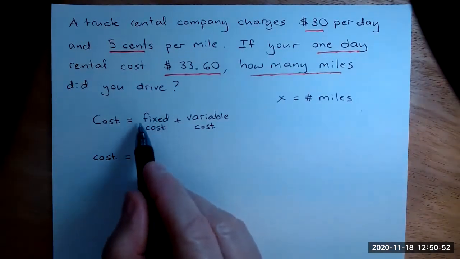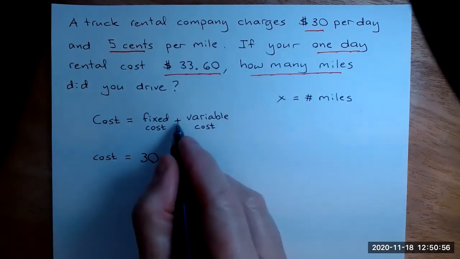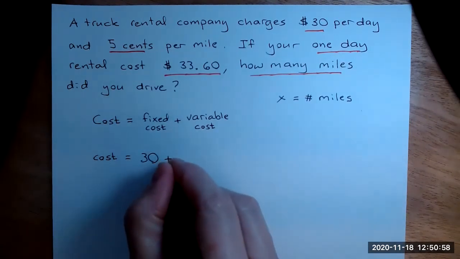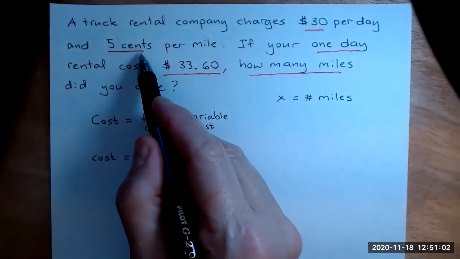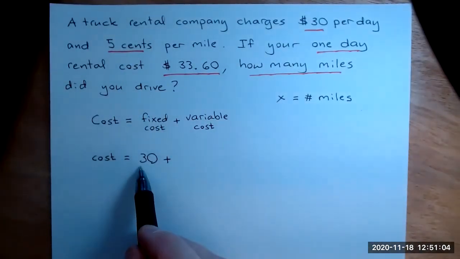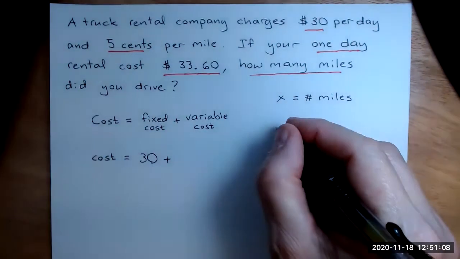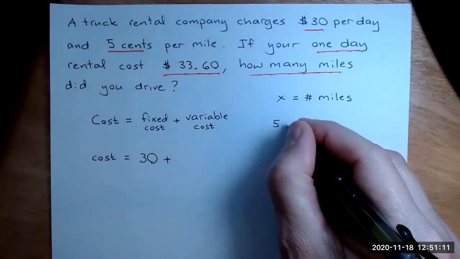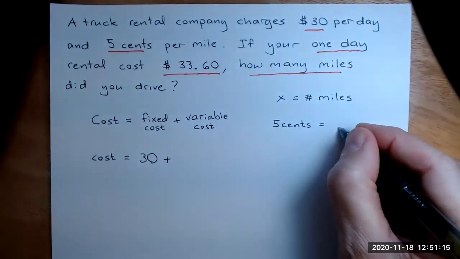Well, the fixed cost is just $30. So what's the variable cost? Well, that's 5 cents per mile. Well, we're using 30, that's dollars. So if we have 5 cents and we want to write that as dollars, we should move the decimal point.